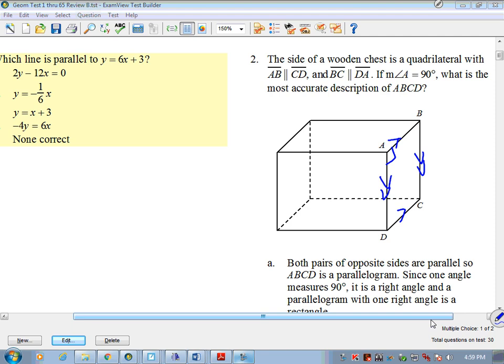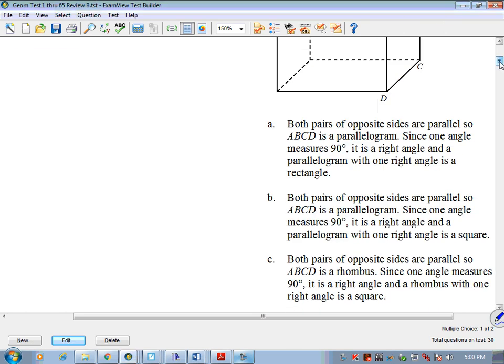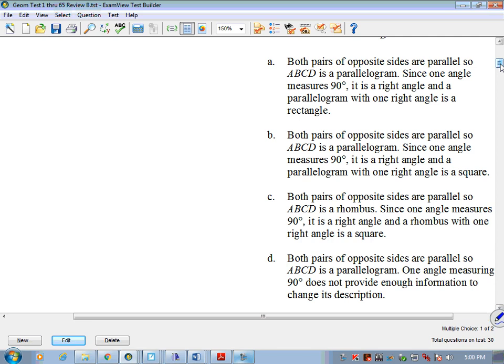Well, the most accurate description of this is that it is a rectangle. We don't know anything about the side lengths, so we can't make any observations about it being a square. If we look down through here, both pairs of opposite sides are parallel, so it's a parallelogram. Since one angle measures 90 degrees, it's a right angle, and a parallelogram with one right angle is a rectangle. That's our answer.